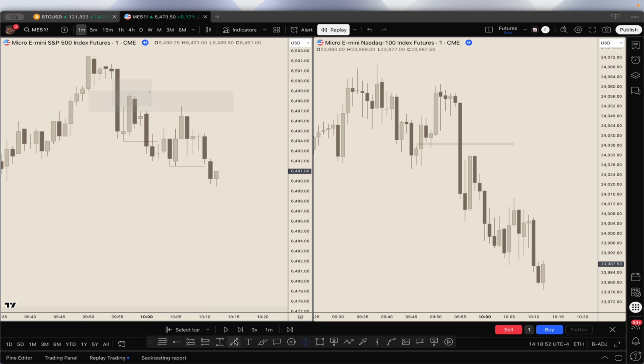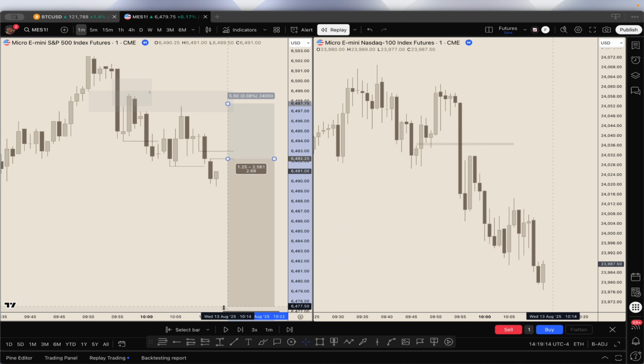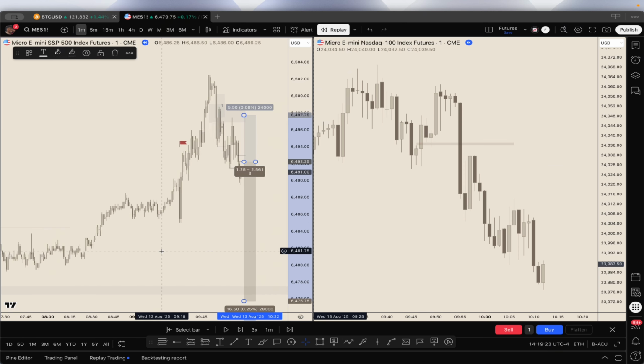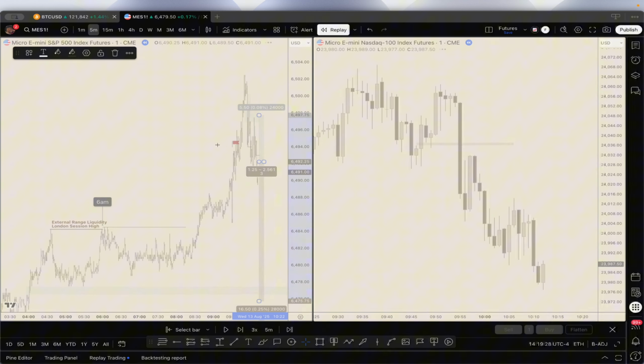This is where I got my entry right here on this small 1 minute imbalance. I put my order right on the gap itself. My stop went above the previous swing high, and this is where I targeted 3R to the downside. Now this put me right in line with a 5 minute buy side imbalance. I'll show you that a little more clearly.